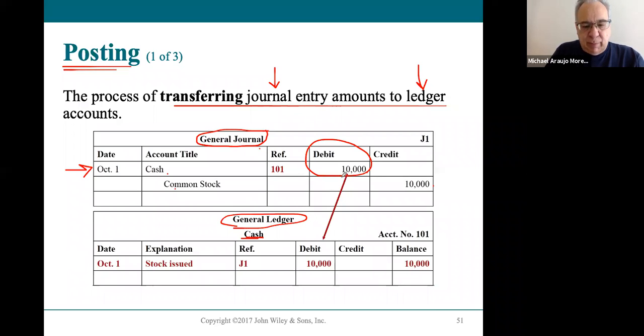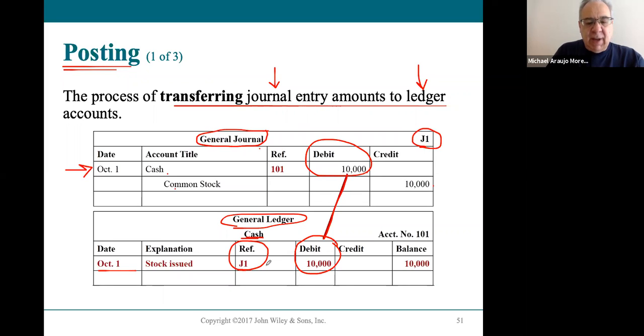So this is what we call posting. We are transferring that debit to cash in the journal into the cash account in the general ledger, showing that it has indeed been debited. When was it debited? October the 1st. How do we know that? Well, this is what that reference column is. The reference J1 means it's the journal page 1. The journal page 1. And so from the journal page 1, this $10,000 debit to cash occurred.